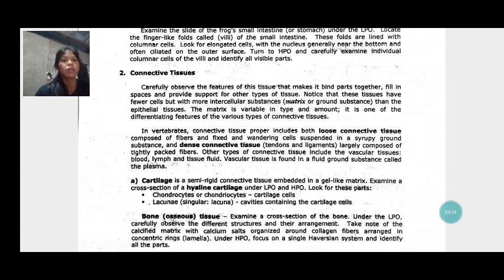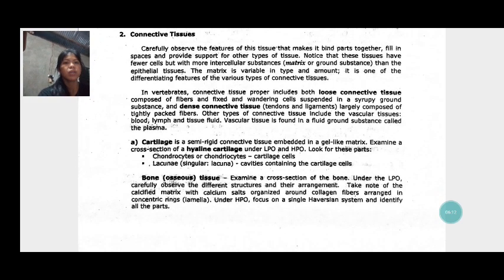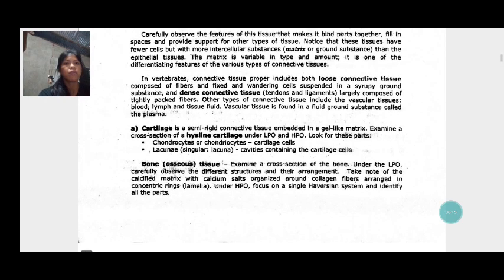In vertebrates, connective tissue proper includes both loose connective tissues, composed of fibers and fixed and wandering cells suspended in a syrupy ground substance, and dense connective tissue, or tendons and ligaments, which are largely composed of tightly packed fibers. Other types of connective tissue include the vascular tissues: blood, lymph, and tissue fluid. Vascular tissue is found in a fluid ground substance called the plasma. The connective tissues have the following parts.